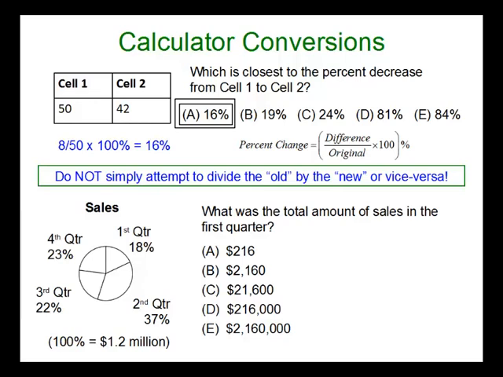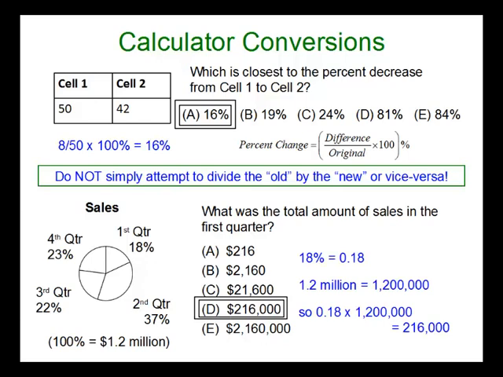Second question, total amount of sales in the first quarter. This one's a little different because the percent is given to us. We don't calculate it, but we will calculate with it. We will plug it into our calculation. First quarter accounted for 18% of the sales, and 18% of 1.2 million, the total, is what we're looking for. So good candidate for a calculator application. Go ahead and plug those in.